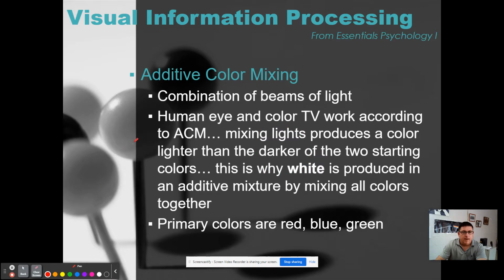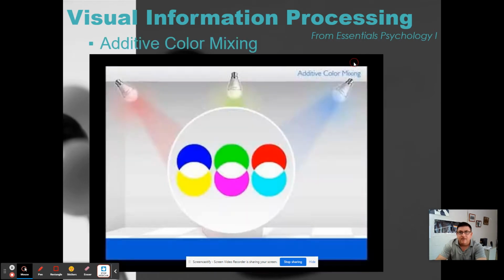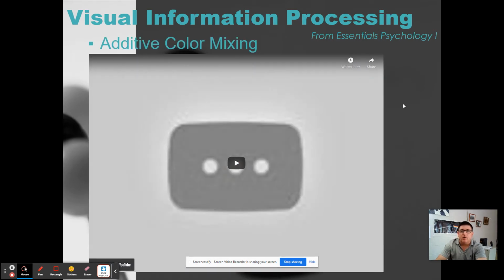Here it goes. Additive color mixing by combining beams of light. You're not subtracting light, you're adding light. Red, blue, and green can create every color. So when you add red, blue, and green light, you get white. So deep. Oh, they took my video away. If you get a chance, just Google additive color mixing. I'll try and update this later, okay?